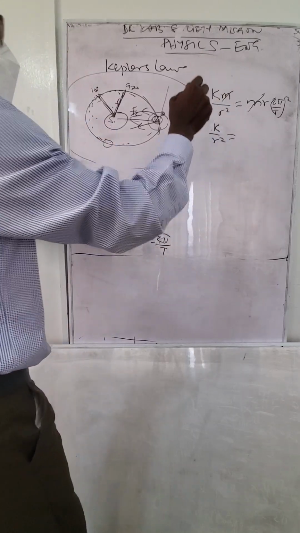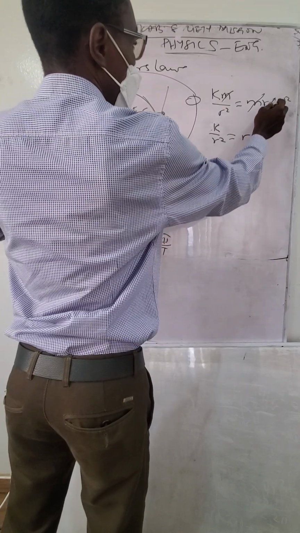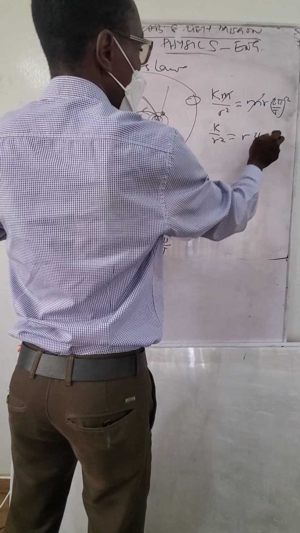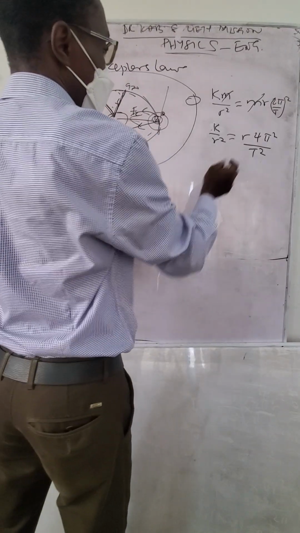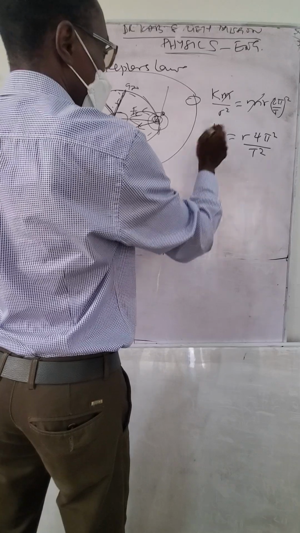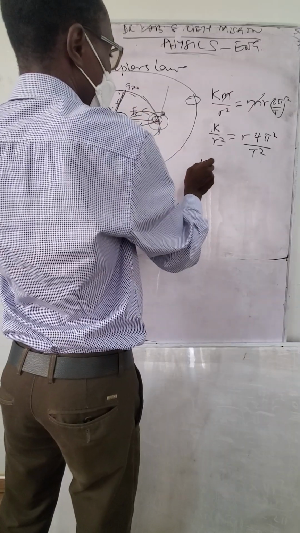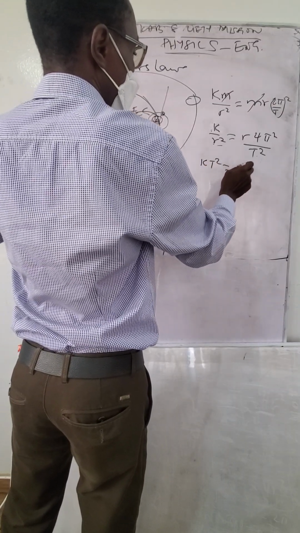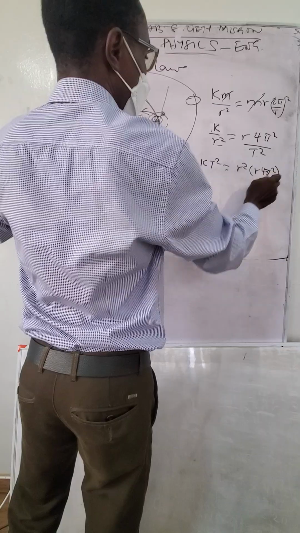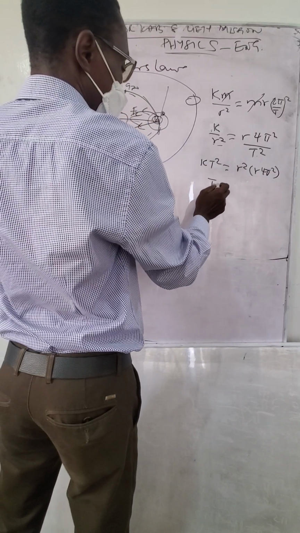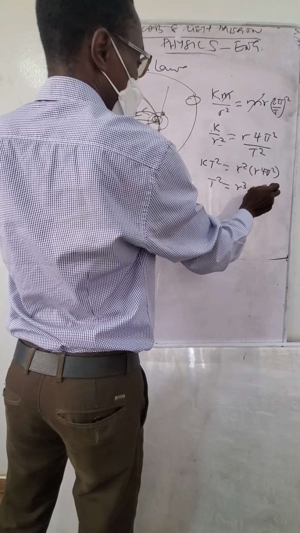As we have, let's do the expansion first and see. R, let's expand, this is going to give us 4 pi squared, all this over T squared. Okay? What are we seeing? Let's arrange the R so that this R will come. So that we can write, let this go here, then this comes here. So we have K T squared is equal to R, 4 pi squared. So this is going to give us T squared is equal to R cubed, 4 pi squared.